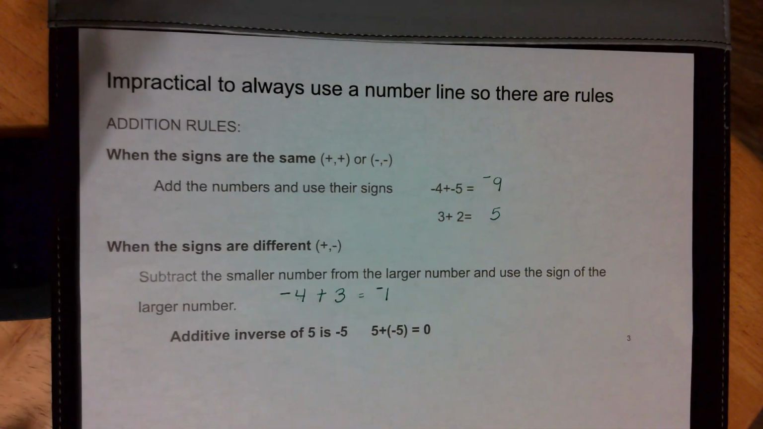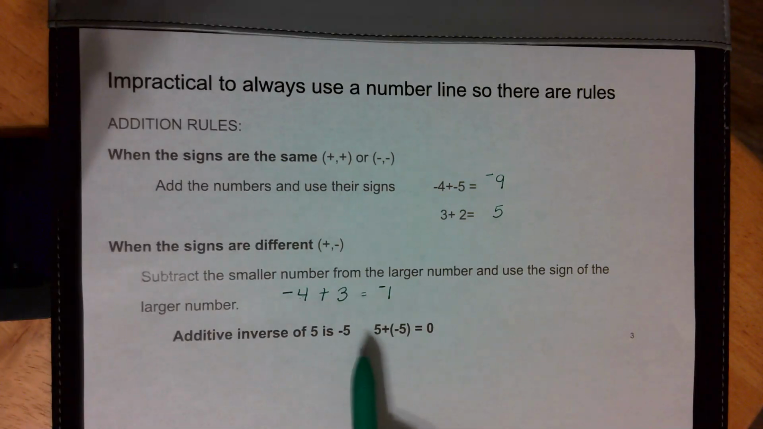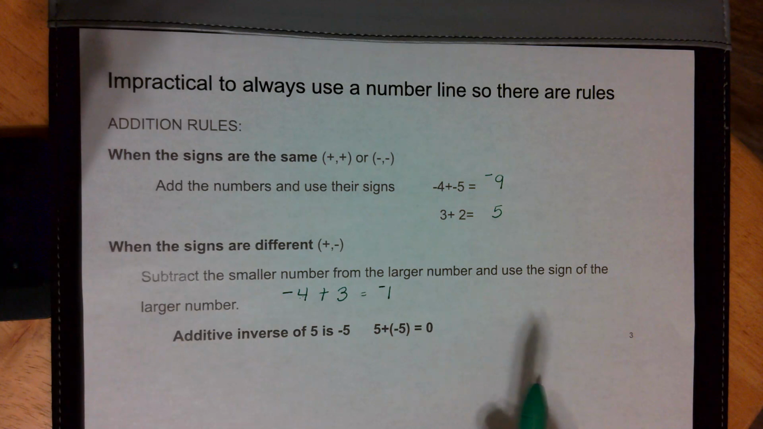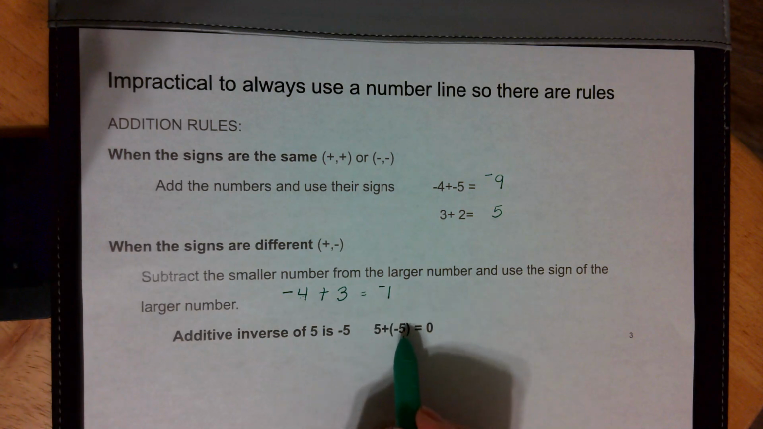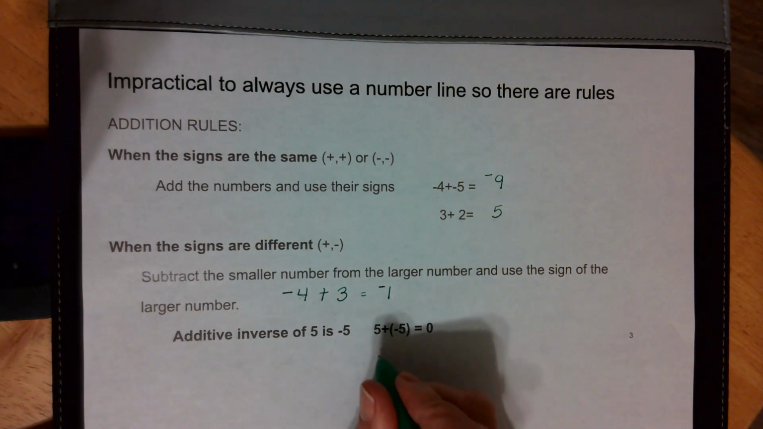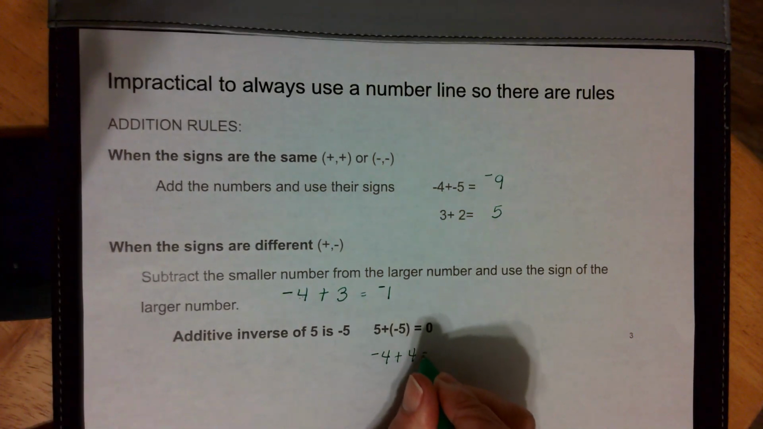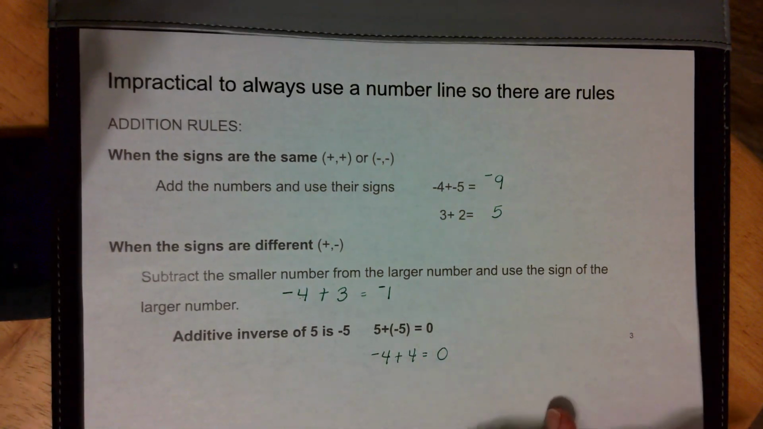Now, when you add the additive inverses of each other, like 5 plus -5 equals 0, you're always going to get a 0. So if I have like -4 plus +4, that's going to give me a 0.